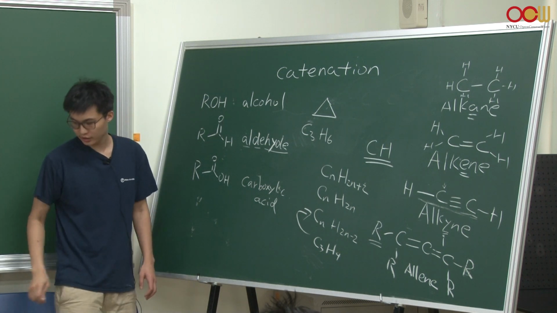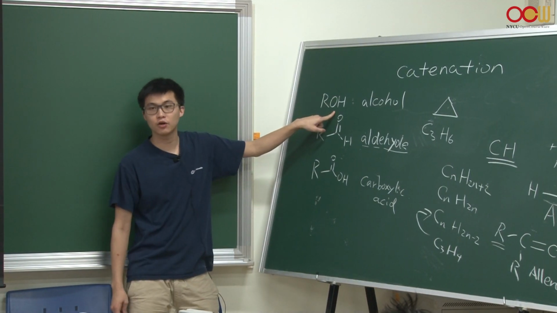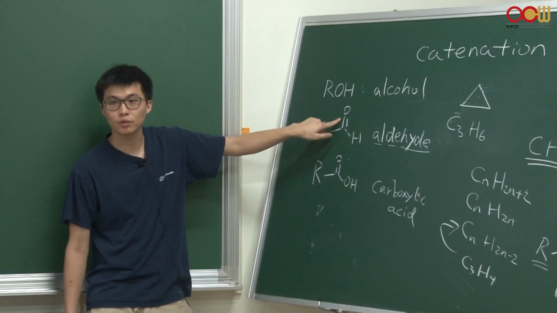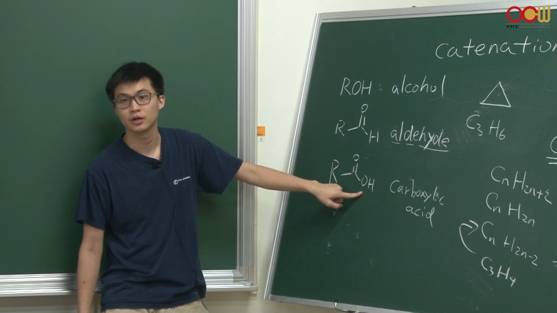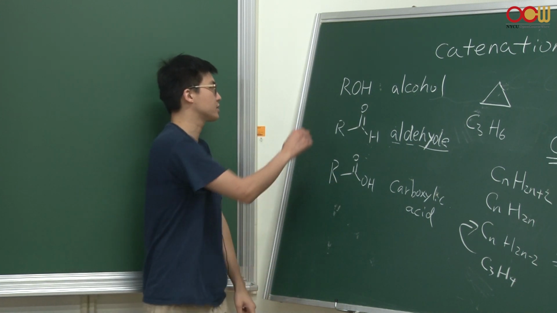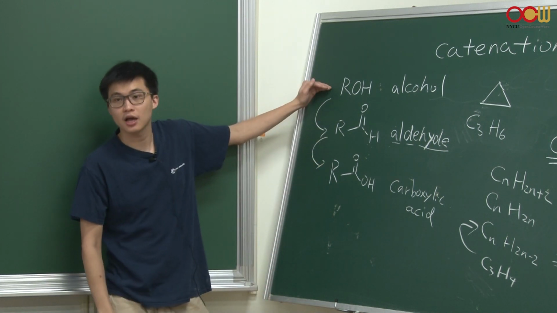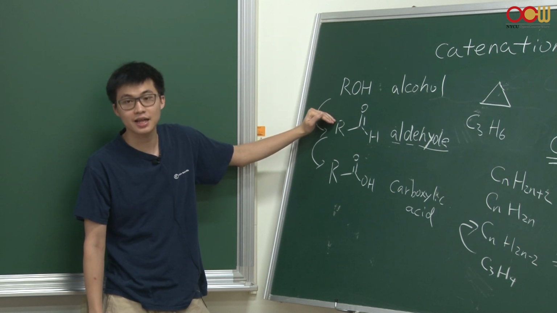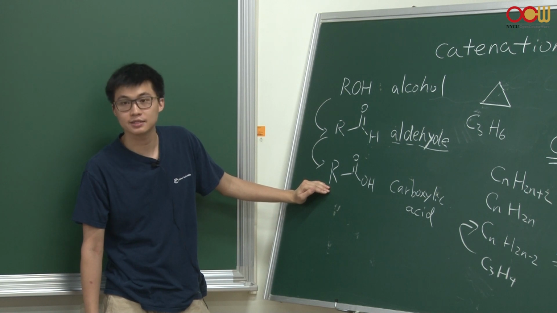How are these different? You can see here you have a single bond, right? For aldehyde, you have a double bond on the oxygen. And for acid, you have one extra atom, right? We call this oxidation. We can oxidize alcohol to form aldehyde, and we can oxidize aldehyde to form carboxylic acid.